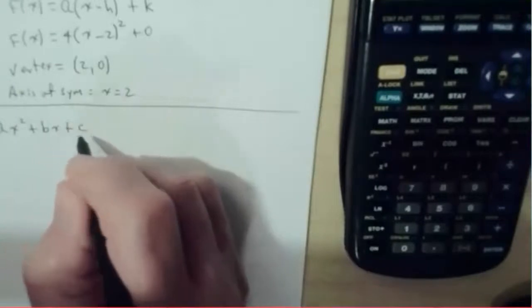Okay. I sent you a sheet on this. I hope it makes sense. Remember, quadratics are always in this form: ax squared plus bx plus c.